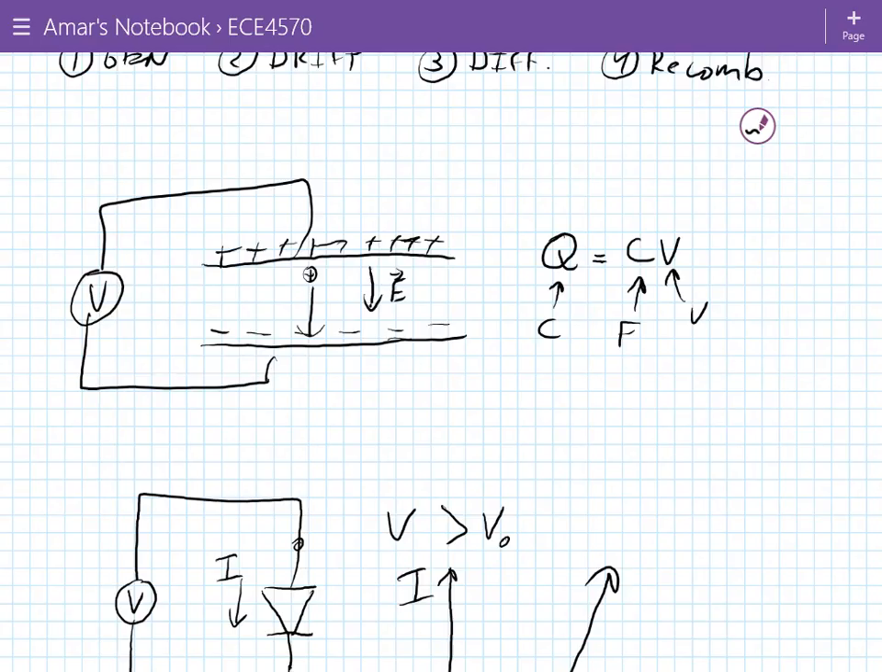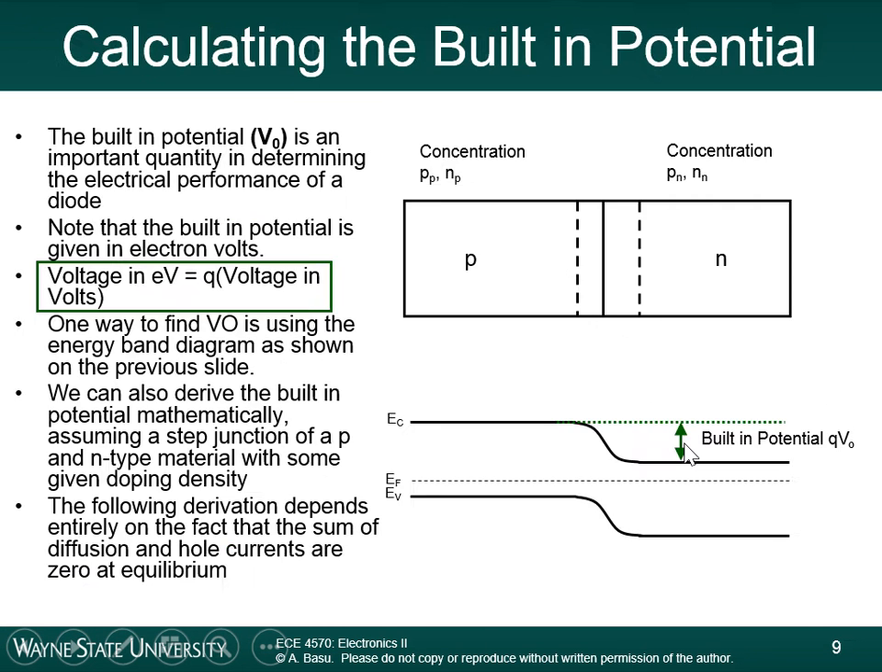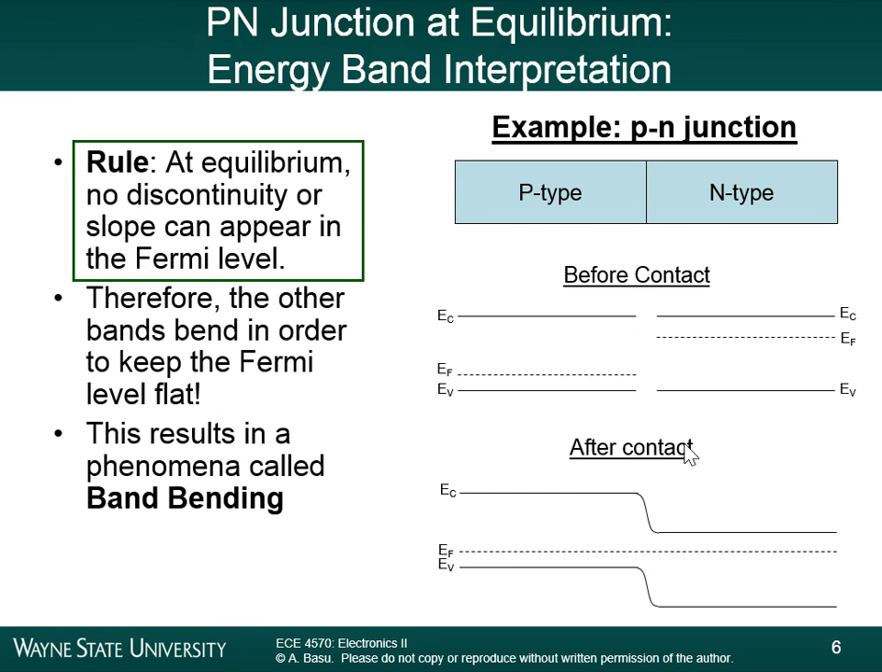It's given in coulombs. This Q can be the number of positive charges on this side of the plate, or it could be the number of negative charges on this side of the plate. The two are equal to each other. The number of positive charges is equal to the number of negative charges. So in the depletion region, this is also true. If we were to add up the number of positive charges on this side, it would be equal to the number of negative charges on the other side. So in terms of the junction, what those charges are.